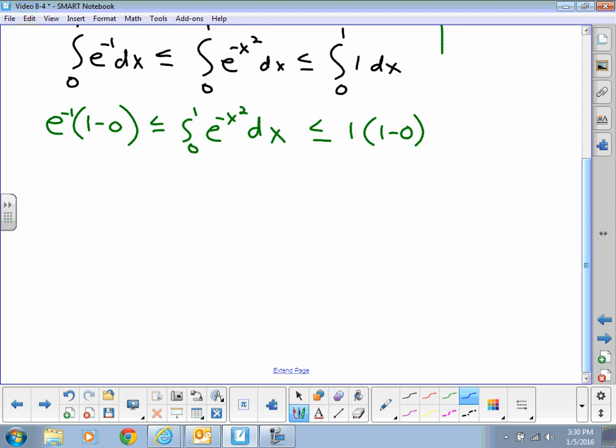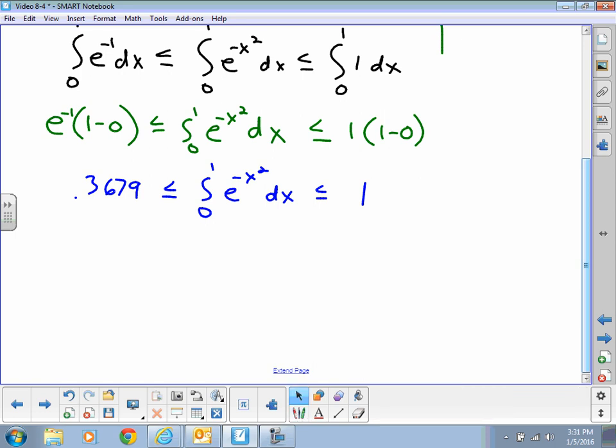Now, e to the negative 1, put in a calculator, is roughly 0.3679 or so. And over on the right, we have 1. So this is now our estimate for what our area under the curve of our function is from 0 to 1. We just showed that that area must be in between 0.3679 and 1. And we'll show you a visual of that on the next slide.